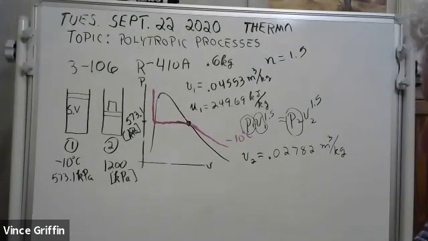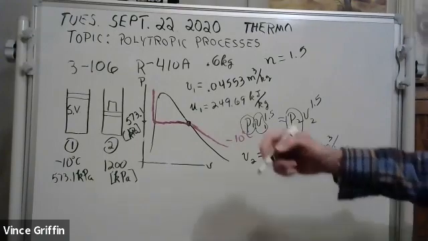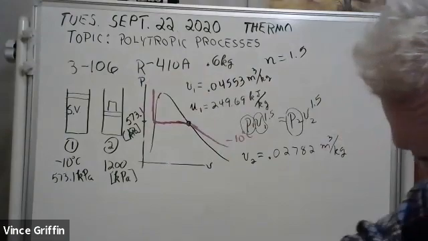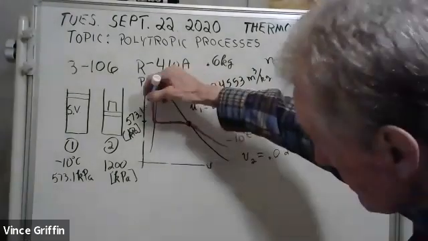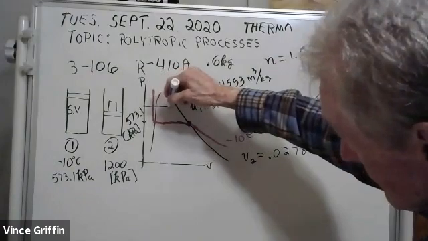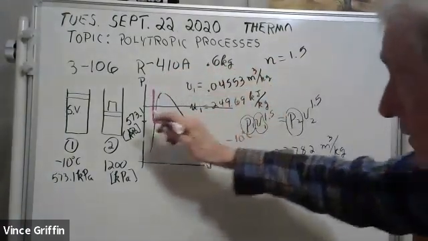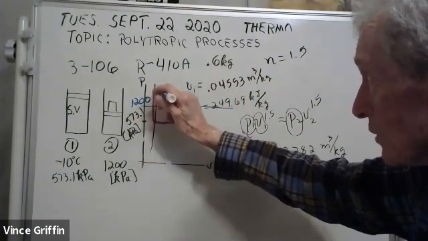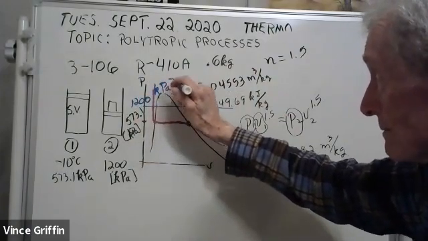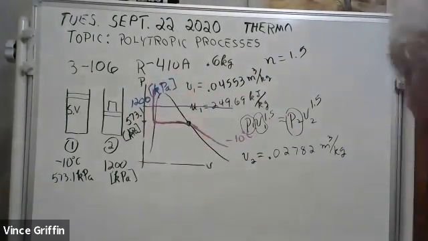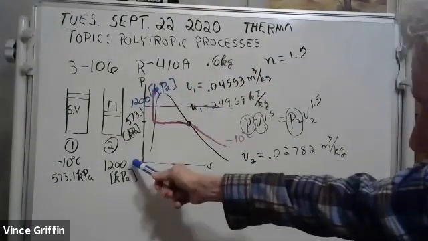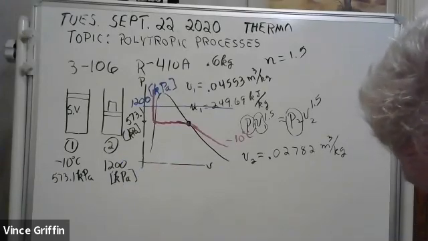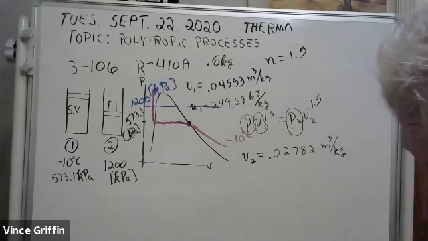Now we know the pressure went up to 1200. Well, see, 1200's in here someplace. Let me show you where 1200 is. There we go. There's 1200 kilopascal. We know we're on the 1200 someplace. We just need to find out where.